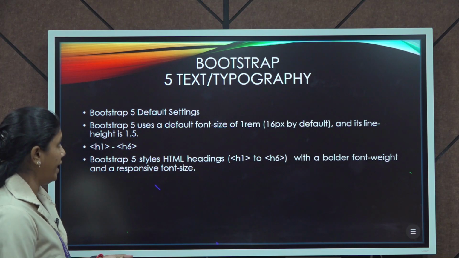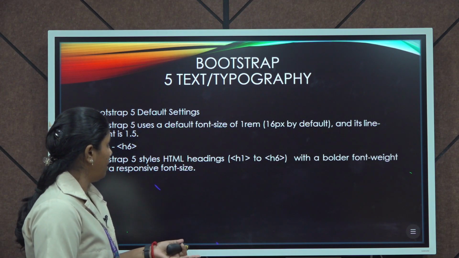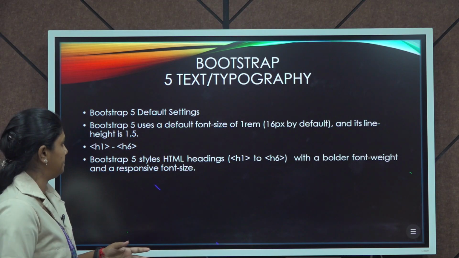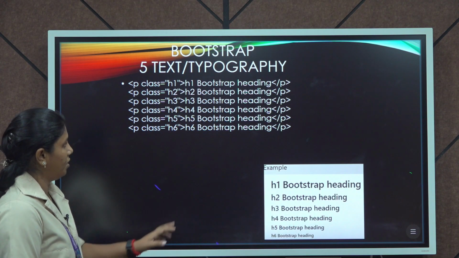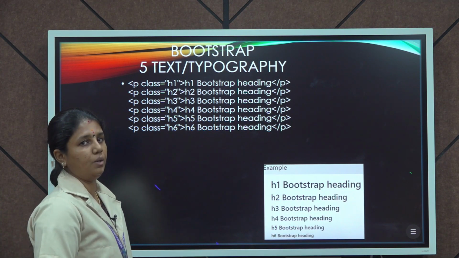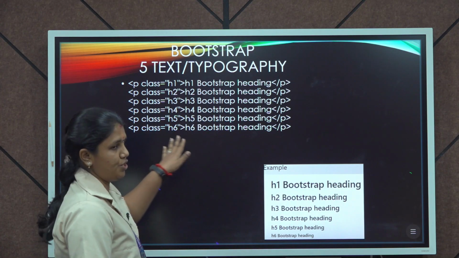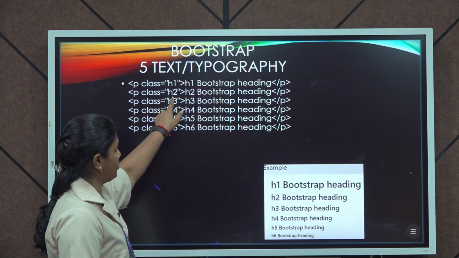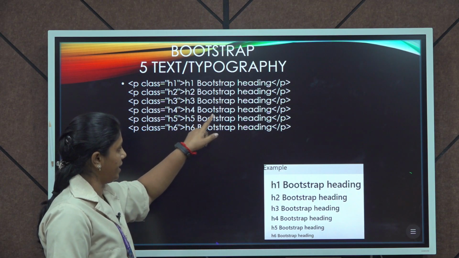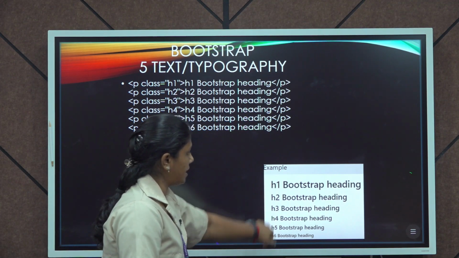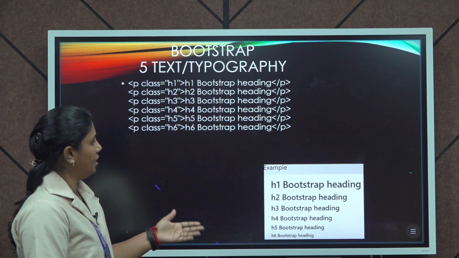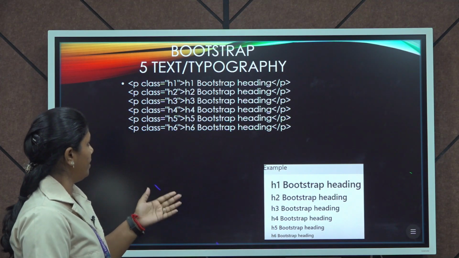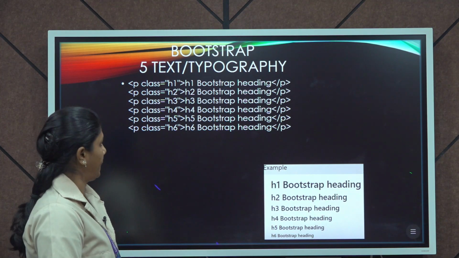And there is Bootstrap 5 text typography. Typography is nothing but font size. For changing the font size in the web page, we are using this HTML tag, which means p for paragraph, class is equal to h1, header 1 and the Bootstrap heading. So first we are getting this type of font, and for the next one the font is smaller than the first font. So like how we are creating a text.